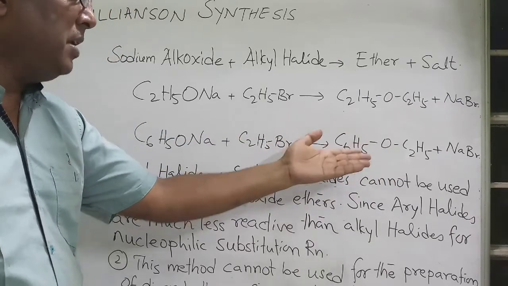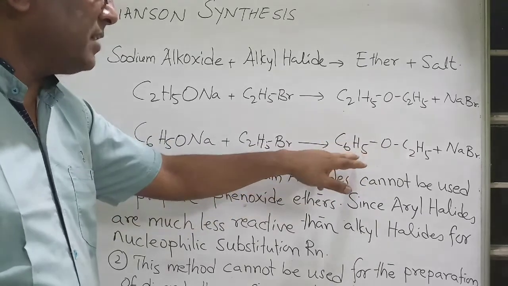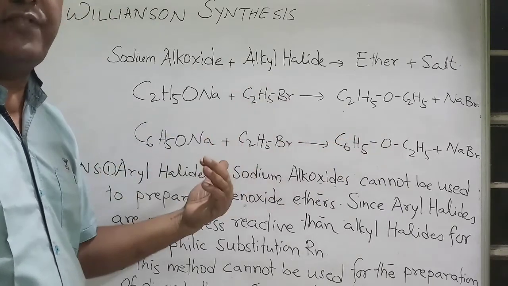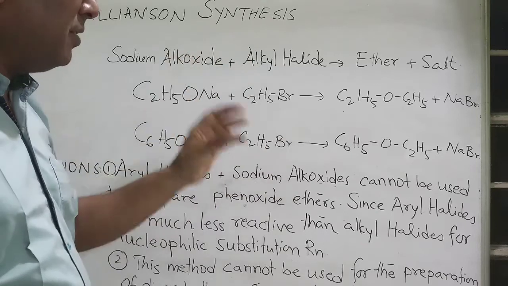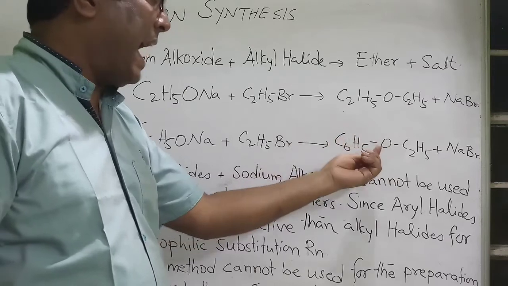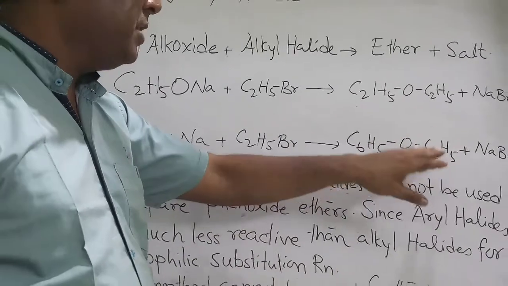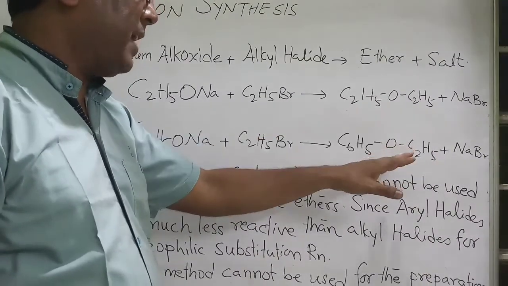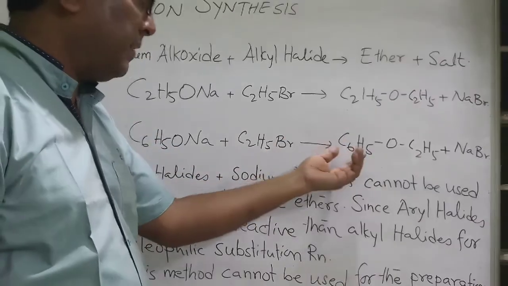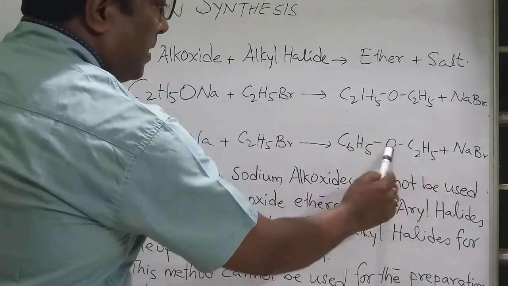What is the name of this compound? Can we call it phenoxyethane or ethyl phenoxide? We usually say ethyl phenoxide. Why? Because we have already stated before that if the number of carbons is less, it will be adjoining the oxygen atom. So we usually produce the name with the least number of carbons. So it is ethyl oxide and then phenol, the phenoxide.